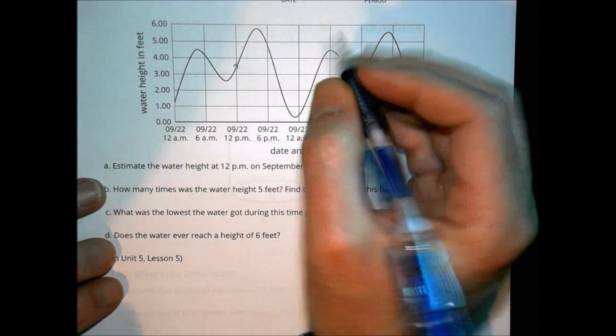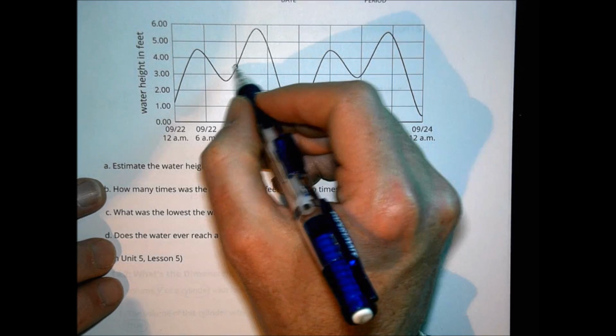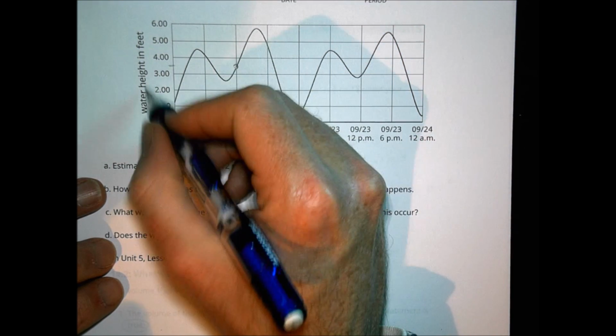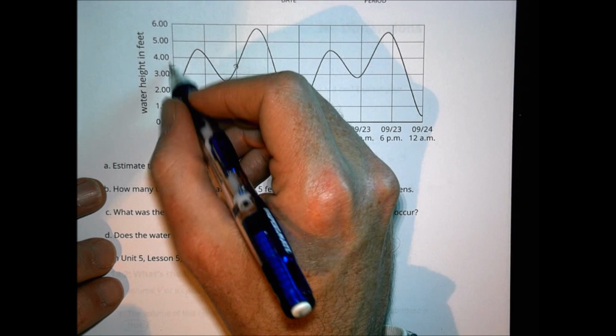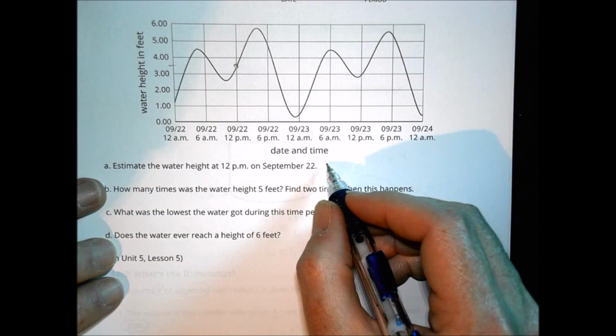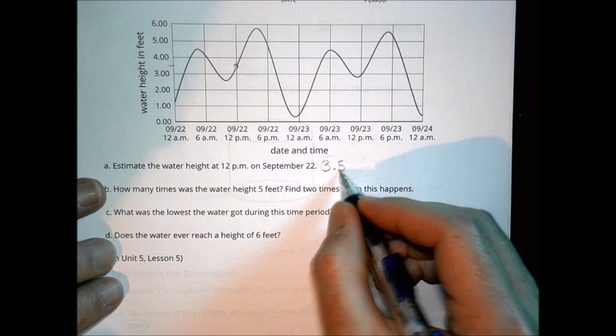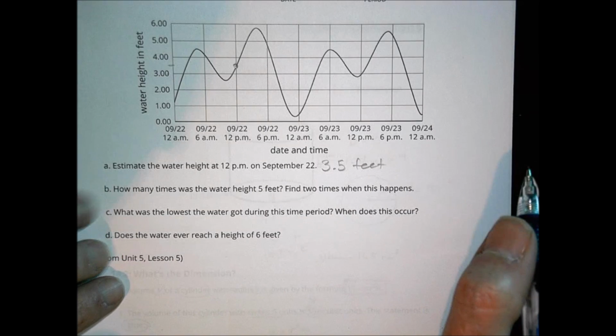So how high is it? I look across right about there. This is in feet, and we're about 3, there's 4, or halfway between. So you might say about 3.5 feet is about where that is.